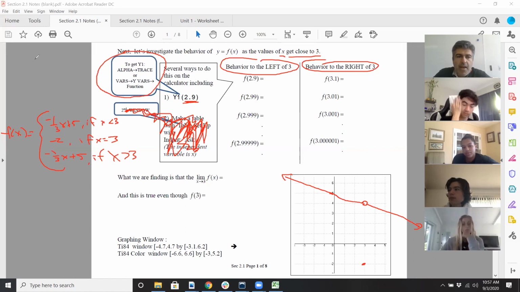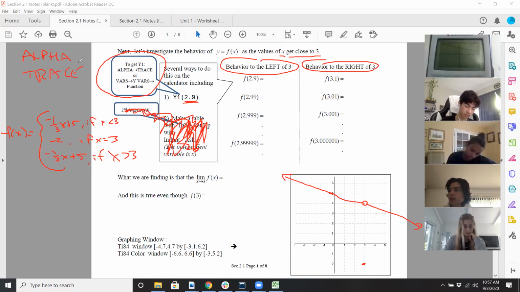You're going to select alpha. Alpha is in the top left. It's a green button on my calculator. It might be a different color in your calculator. And you're going to then select trace. So right now, I'm in the graph. I'm going to clear the graph right now. The clear button's right here. I'm going to clear it.